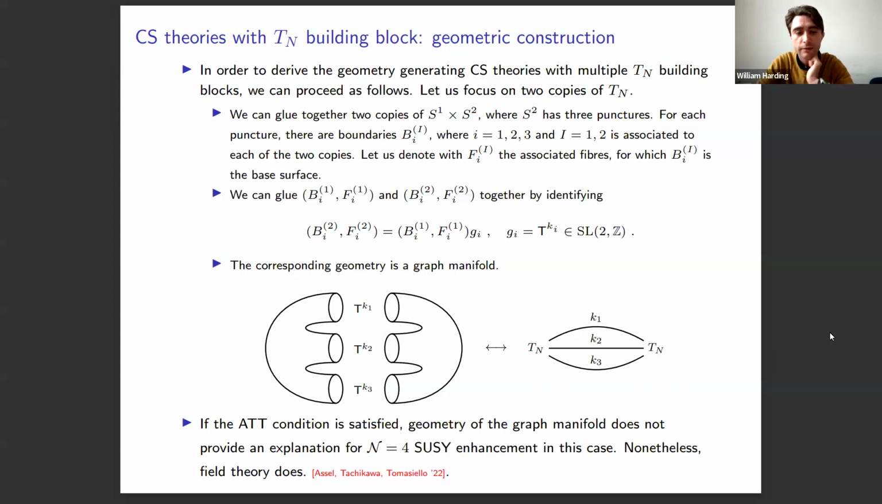Now, in this case, if the ATT condition is satisfied, the geometry of the graph manifold does not provide an explanation for n=4 SUSY enhancement. Nonetheless, field theory does, and I will explain this to you in one of the next slides.